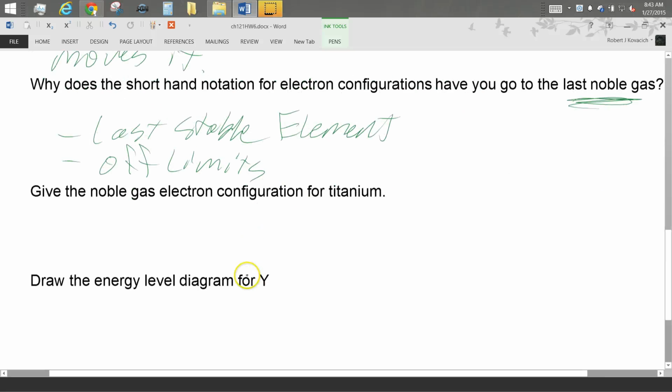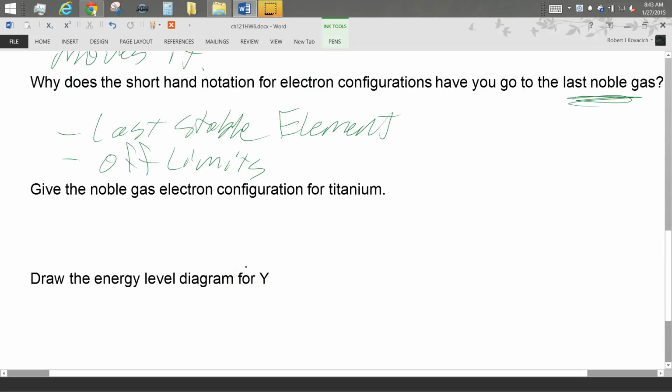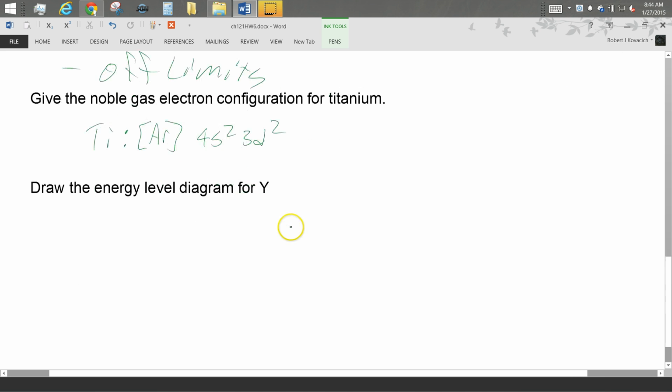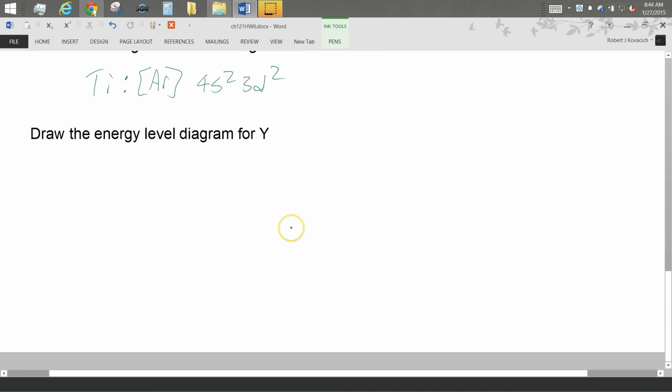Noble gas configuration for titanium. So titanium, we got that 22, and so I back up to number 18. So I got Ti, and then in brackets, I'll put argon, and then everything after argon is 4s2, 3d2.